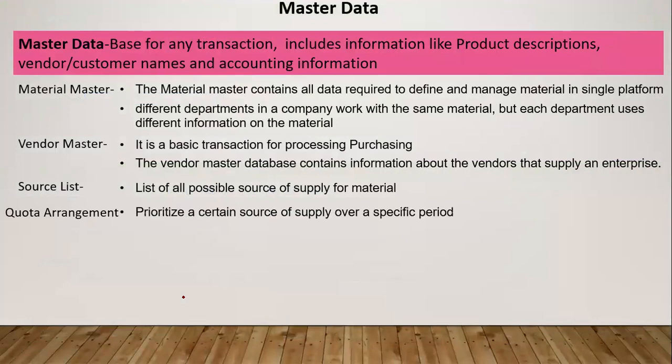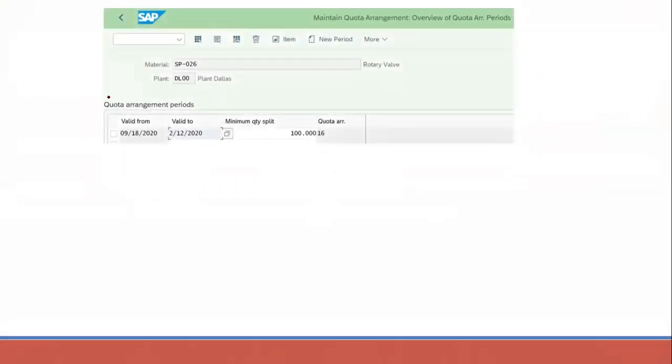Now, if a material can be obtained from various sources of supply, each individual source of supply can be allocated a quota arrangement. This quota arrangement is valid for a certain period of time and specifies exactly how these receipts are to be distributed amongst each source of supply. So basically it prioritizes the vendor for a certain period of time. For example, wheels in SAP. The T code to create a quota arrangement is MEQN.